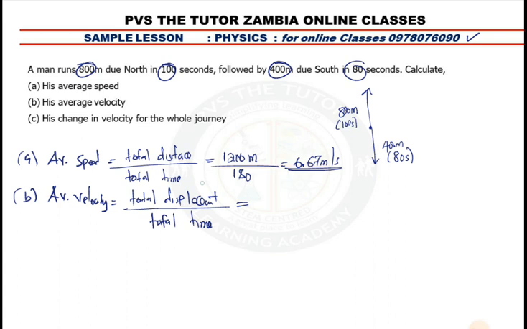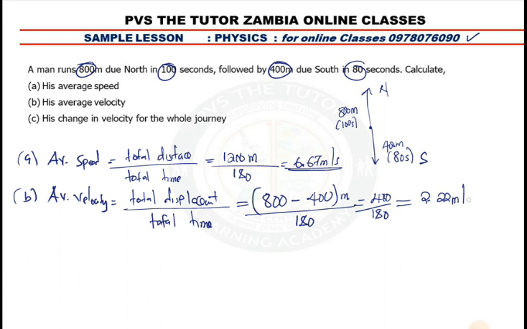This will be equal to total displacement. Now displacement has got direction, so we had north and south. The north we can take as positive, minus in the opposite direction, because these two are going in opposite directions, so we are going to subtract them. This will be our displacement over time. The time still remains the same, 180. So this will give us 400 over 180, and our average velocity will be equal to 2.22 meters per second.